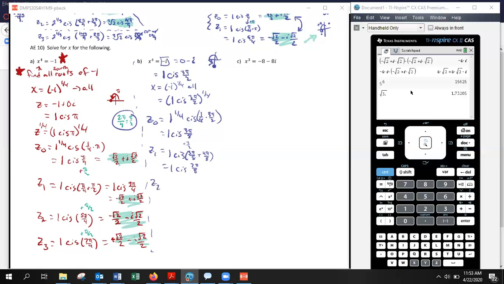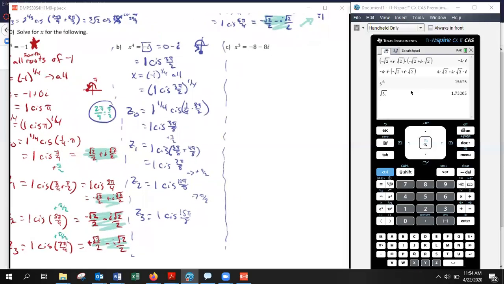To get to our next root, once again, we're going to add 4 pi over 8 or pi over 2. We'll get 1 cis of 11 pi over 8. And again, that step is adding pi over 2. And then if we add pi over 2 again, our last root is going to be 1 cis 15 pi over 8. And there are all 4 roots of negative i.